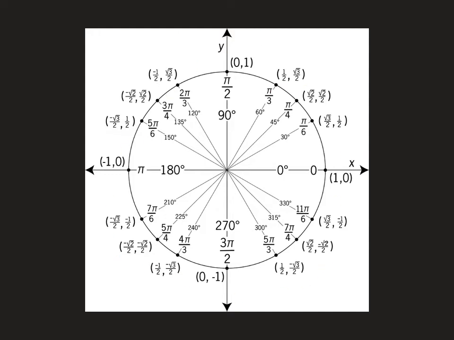Each of these coordinates, the x gives you the cosine of that angle measure, and the y gives you the sine. So at 30 degrees or pi over 6 radians, the cosine of 30 degrees is going to be equal to the square root of 3 over 2. The sine of 30 degrees is going to be equal to 1/2. At 45, cosine is square root of 2 over 2, and sine is the square root of 2 over 2. At 60 degrees or pi over 3, we've got a cosine of 1/2 and a sine of square root of 3 over 2.